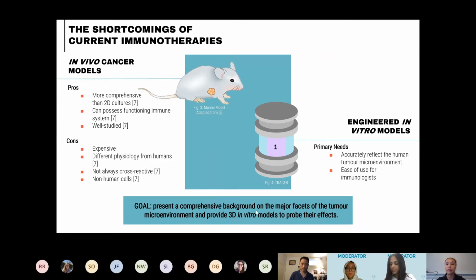In order to create effective immunotherapies, the in vitro model should well reproduce the tumor's complex landscape. Creating a good in vitro model requires a strong understanding of immunological features along with the facets of engineered models. The purpose of this review is to present a comprehensive background on the major facets of the tumor microenvironment and provide 3D in vitro models to probe the effects of these features.